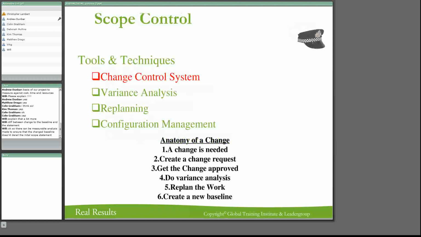So, let's look at the anatomy of a change quickly. A change is needed. So we need to create a change request. We need to get the change approved. We need to do a variance analysis, and we need to replan the work, and we need to create a new baseline. Do you see what I'm talking about, a new baseline? We need to create a new baseline. So we've got a baseline, and now we've got another baseline. All right, so we're going to have versions of it.